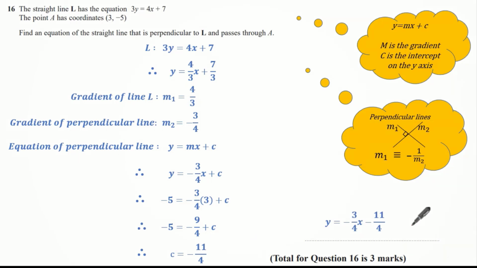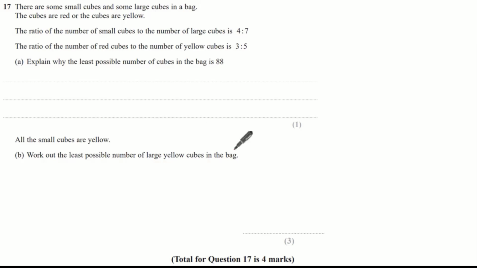Question 17 says there are some small cubes and some large cubes in a bag. The cubes are red or the cubes are yellow. The ratio of the number of small cubes to the number of large cubes is 4:7, and the ratio of the number of red cubes to the number of yellow cubes is 3:5. We're asked to explain why the least possible number of cubes in the bag is 88.